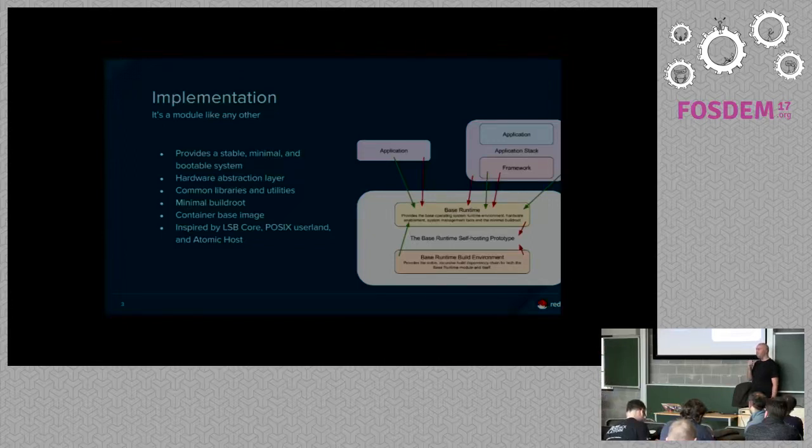The components that we include were inspired by the LSB core set, POSIX userland, and the atomic host. Currently, we include 700 binary RPMs defined by roughly 170 source RPMs. When installed as a container base image for Docker, it's 82 packages, and it takes roughly 88 megs of disk space.